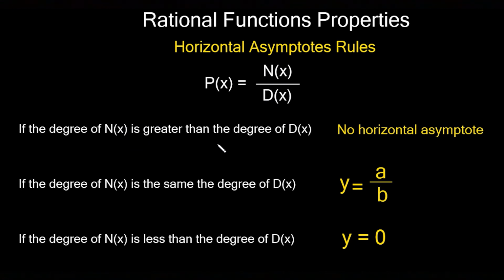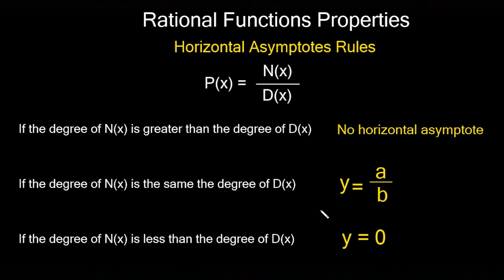Then the second rule, if n of x has the same degree as d of x, that means that they're going to have a ratio, and that's going to be the ratio between the leading coefficients. So you'll have y is equal to a over b, again being the leading coefficients there. And then the third rule, if the degree of n of x is less than the degree of d of x, you're going to have a horizontal asymptote at y equal to 0.